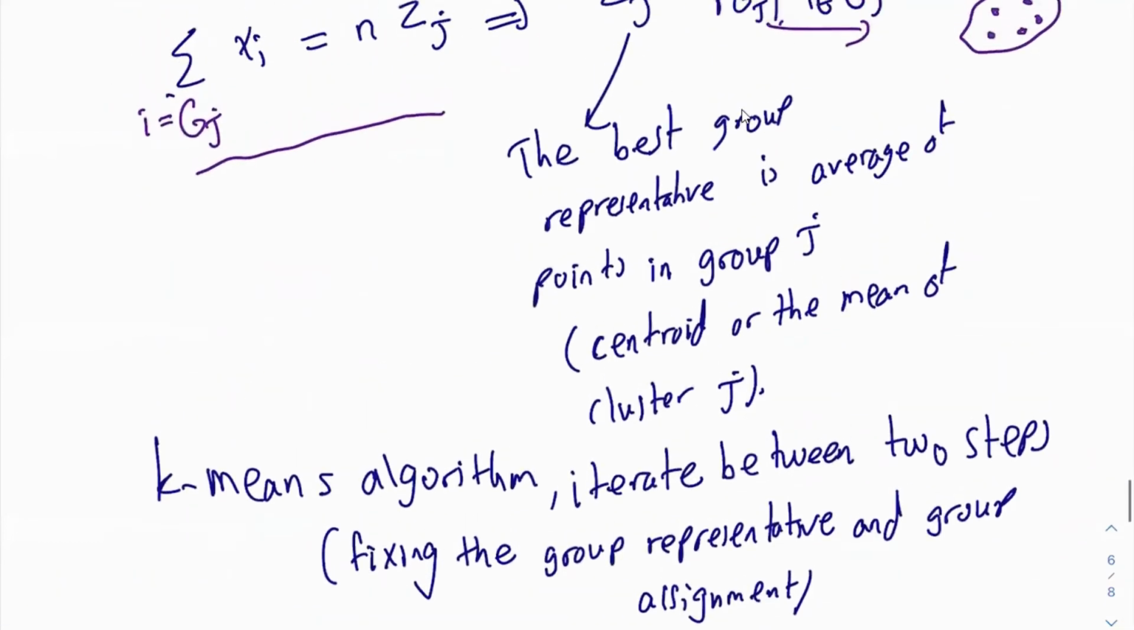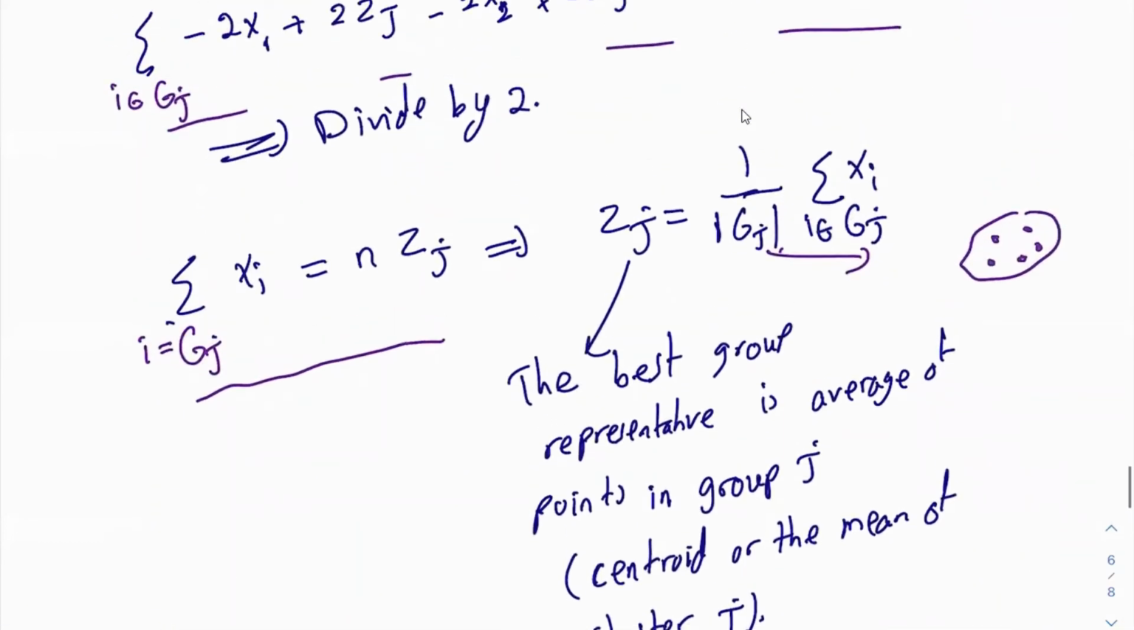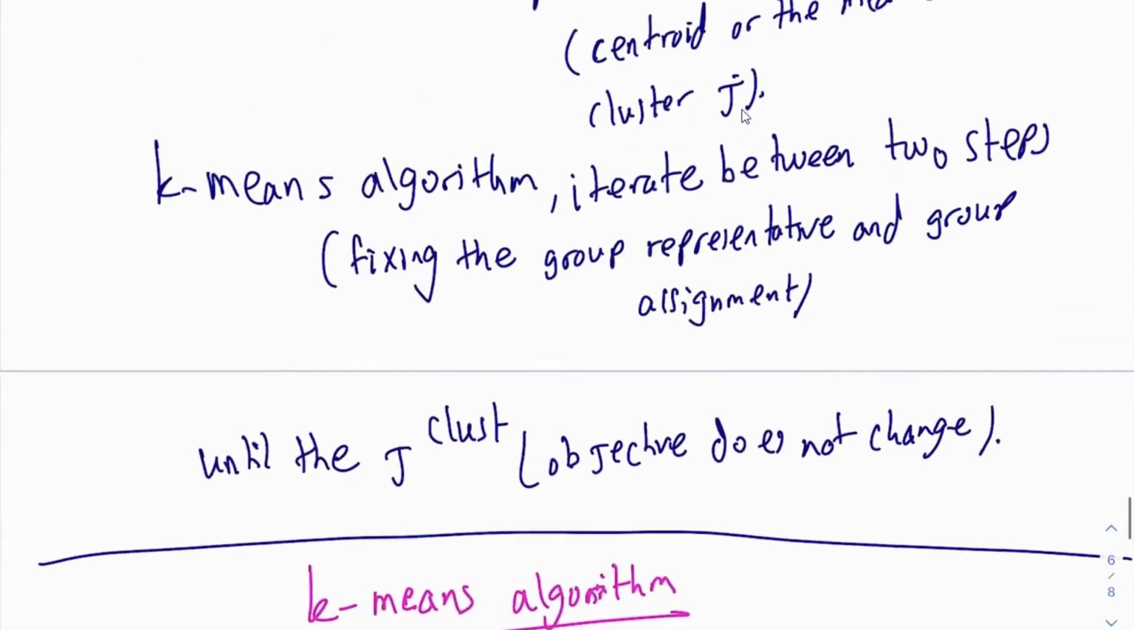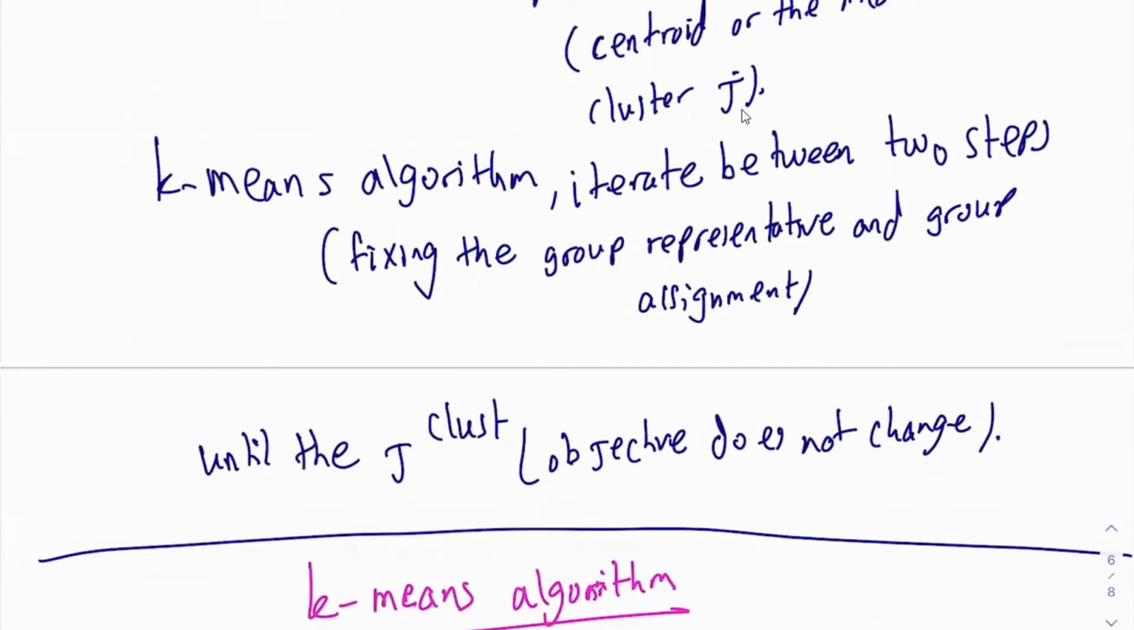There are 2 things you need to know. When the group representative is fixed, the best cluster assignment is the one that maps the data points to the nearest group representative. We talked about that. Then, if you fix the cluster assignment, the best group representative is the average of data points per cluster. Good. That's all we need to know, these 2 steps. This is general. Now we go to k-means.